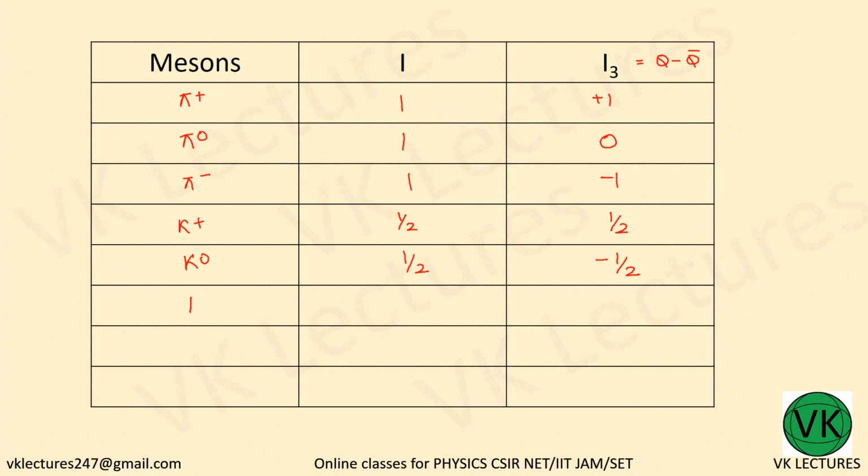Now K minus and K naught bar is another group. So K plus and K naught is one group, and K minus and K naught bar is another group. Here also the isospin is half and half, and here you have K minus, which is minus half, and this is plus half. For another meson, eta naught, since it is a single particle system, it has a 0 isospin, and similarly the I3, the third component, is also 0 for eta naught.